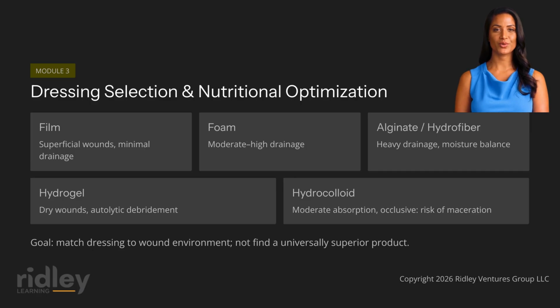Alginates and hydrofibers, derived from seaweed-based calcium alginate or carboxymethyl cellulose fibers, provide high absorptive capacity while maintaining moisture balance at the wound dressing interface, making them particularly appropriate for heavily exudating wounds. Hydrogels are the preferred choice for minimally exudative or dry wounds, creating and maintaining the moisture necessary for autolytic debridement and epithelialization. Hydrocolloid dressings form a gel on contact with wound exudate, providing moderate absorption and an occlusive environment, though they may macerate peri-wound skin if exudate exceeds their absorptive capacity.